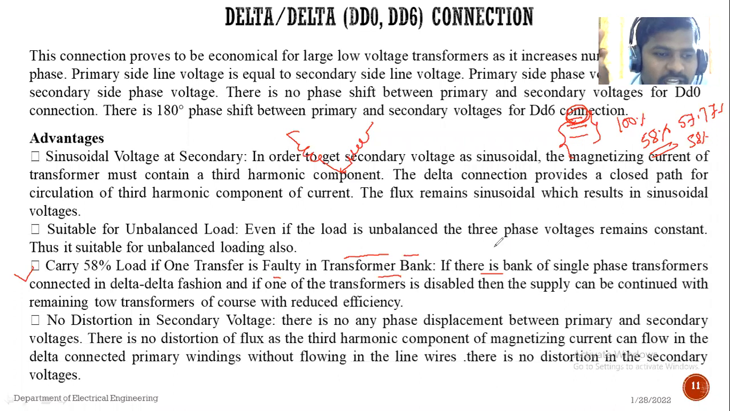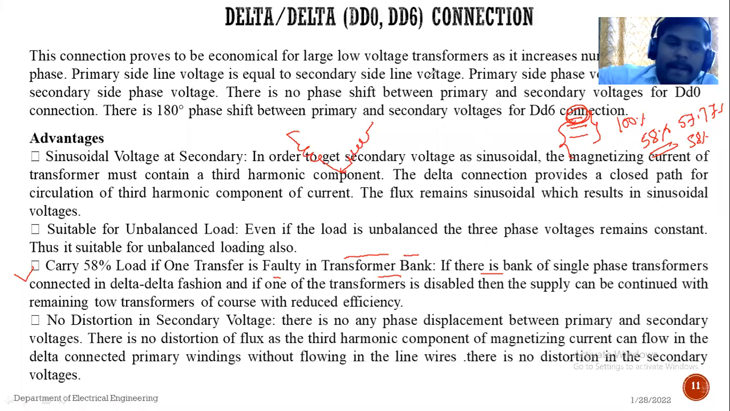Okay, with remaining 2 transformer of course it will reduce efficiency. त्याच्यामुळे काय होईल, त्याची इफिशियन्सी पण रिड्यूस होईल. So this is one of the advantages. Okay, getting this one advantage, लक्षात आलं?